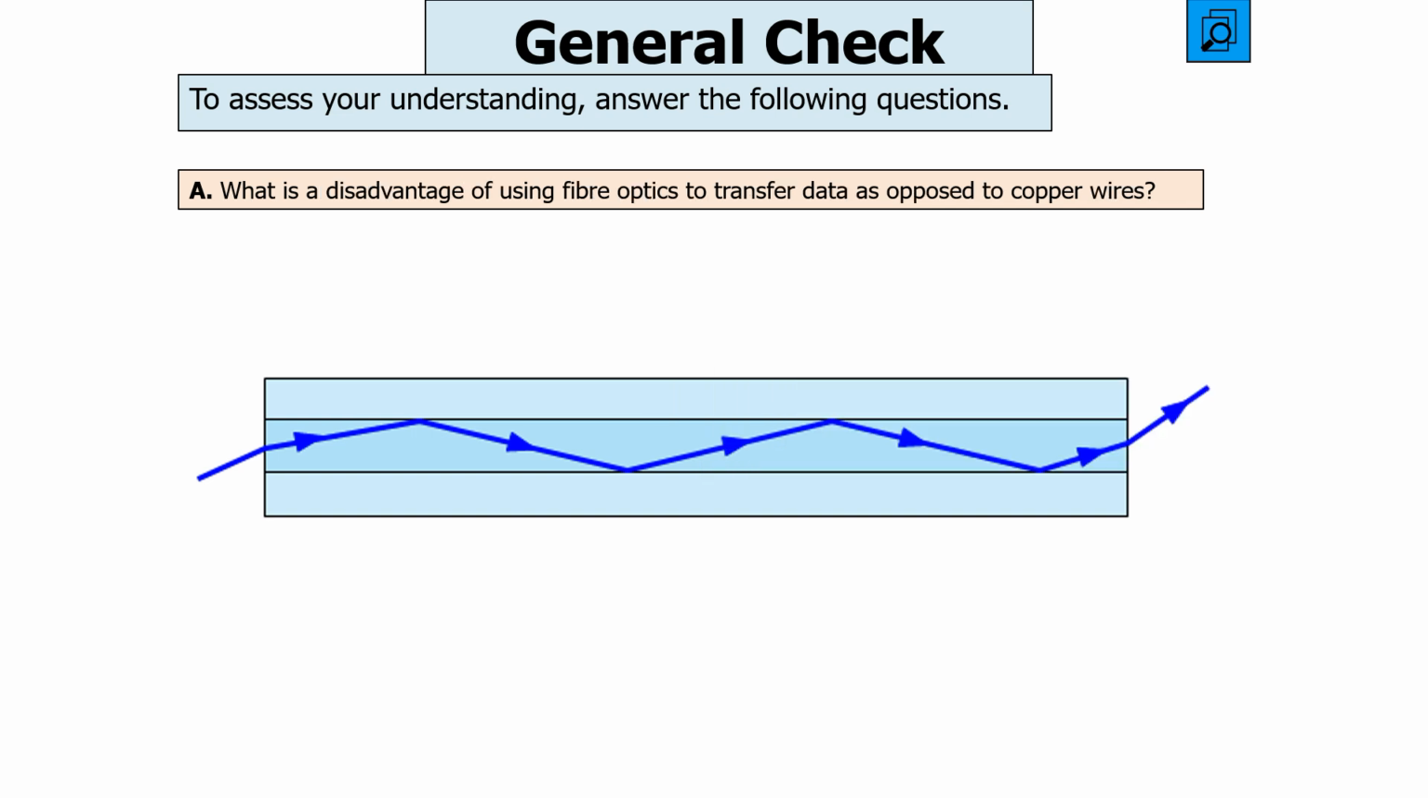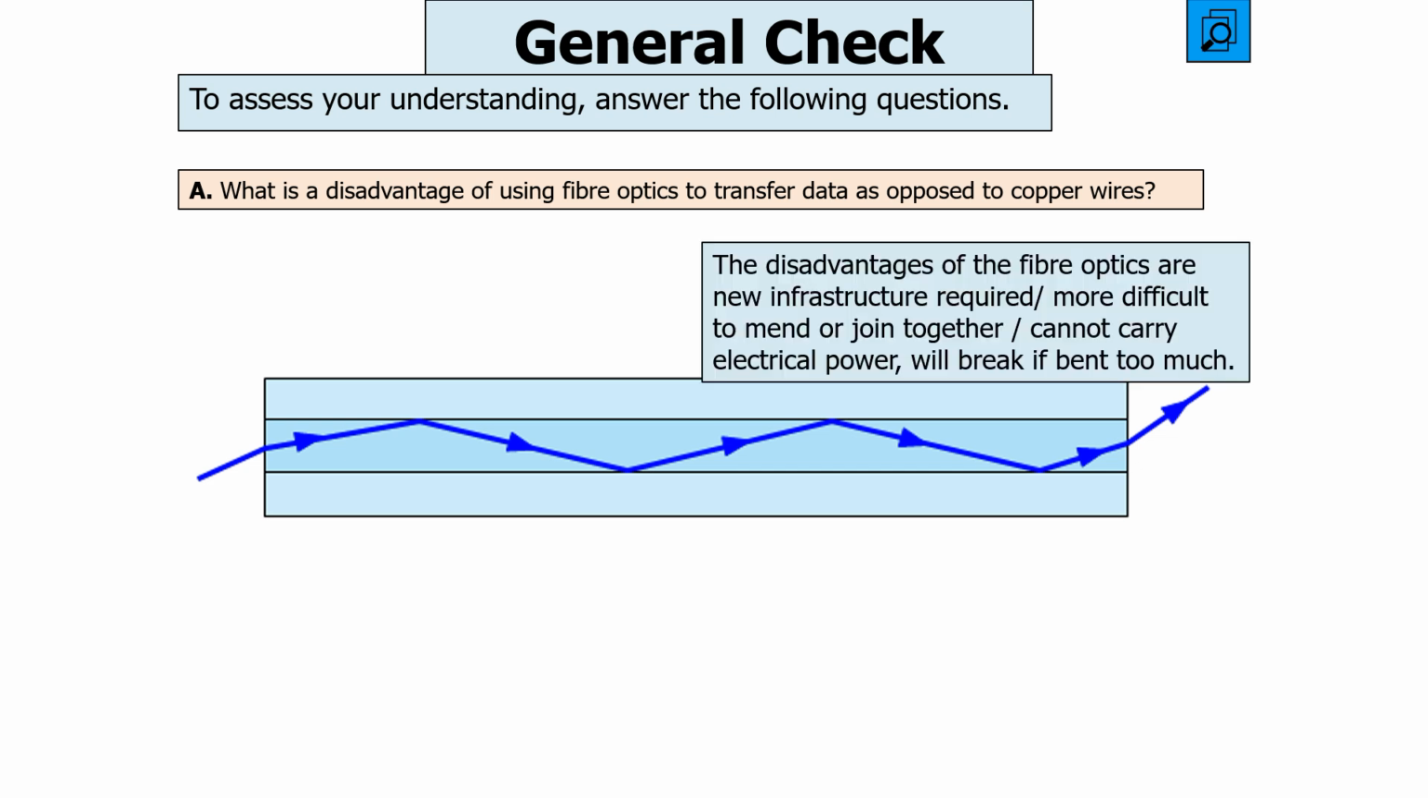What is the disadvantage of using fibre optics to transfer data as opposed to copper wires? Pause the video now, then unpause the video when you want to go through your answer. The disadvantages of the fibre optics are that new infrastructure will be required, it's more difficult to mend or join together, and it can't carry electrical power that much. It will also break if bent too much.